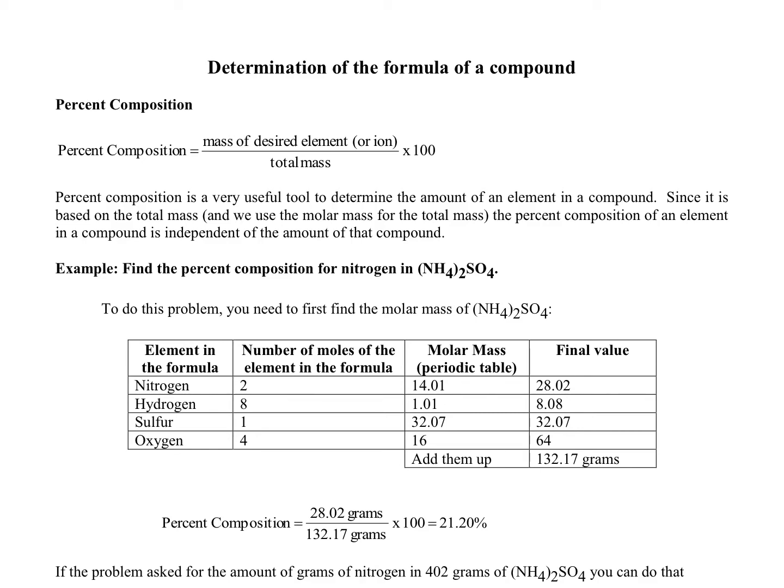So if you're determining a formula, the first thing we're going to look at is percent composition. We have our mass of the desired element over the total mass, which is really how all percents are calculated. It's always the part over the whole times 100. So percent composition is a very useful tool to determine the amount of an element in a compound.